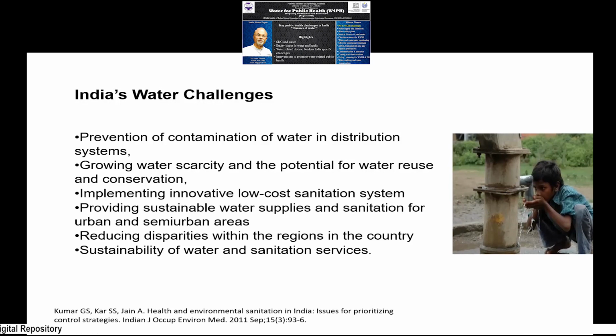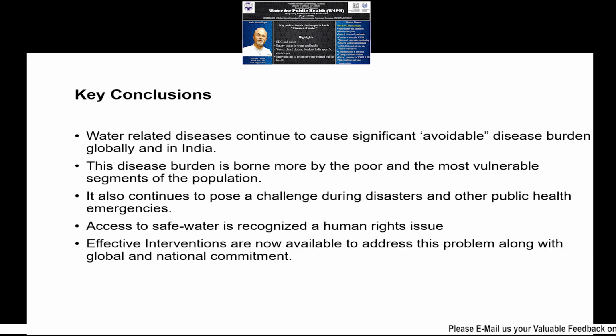So in conclusion, water-related diseases continue to cause significant avoidable disease burden, both globally and in India. This disease burden is borne more by the poor and the most vulnerable segments of the population. It also continues to pose a challenge during disasters and other public health emergencies. Access to safe water is a human rights issue. There are a lot of effective interventions now available to address this problem, and we need a global and national commitment and to ensure that investments are made to achieve these goals.